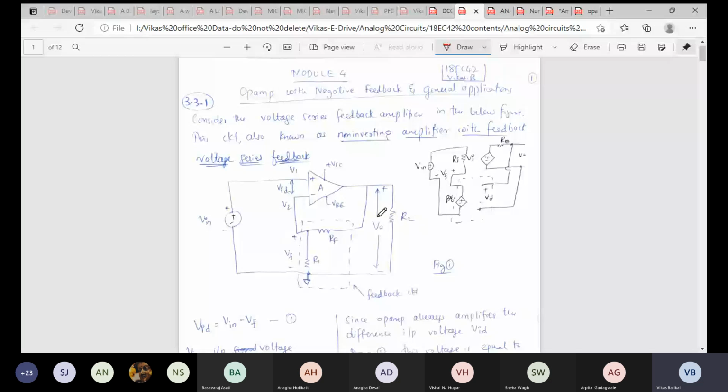In another 3 classes, we could finish up those applications as well. Owing to these 2 sets of derivations, there is one non-inverting amplifier, that is the voltage series feedback, and there is an inverting amplifier, which is your voltage shunt feedback. So you add a derivation and its respective problems. If you are thorough, then definitely the entire module will become a cakewalk.